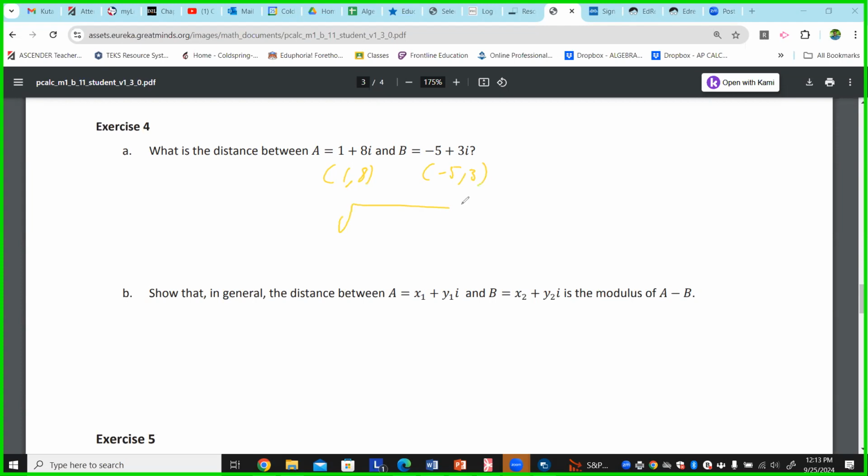So I get the square root, and we'll put this all together so you can see it. I'm just going to do 1 minus -5 squared plus 8 minus 3 squared. 2 negatives make a what? Positive. 1 plus 5? 6. So this becomes 6 squared. 8 minus 3? 5, good. 6 squared? 36. 5 squared? 36 plus 25. So we get to the same conclusion.